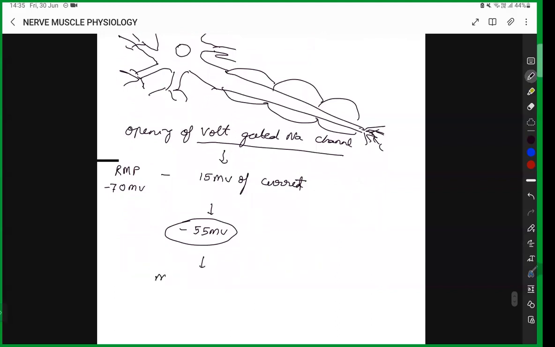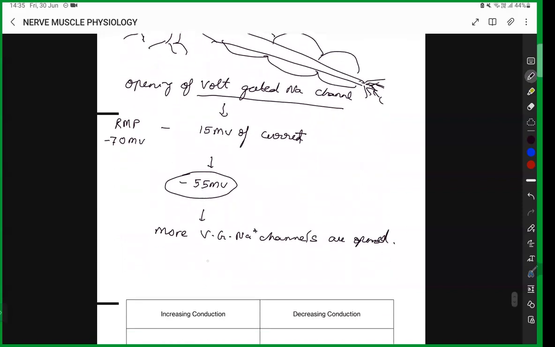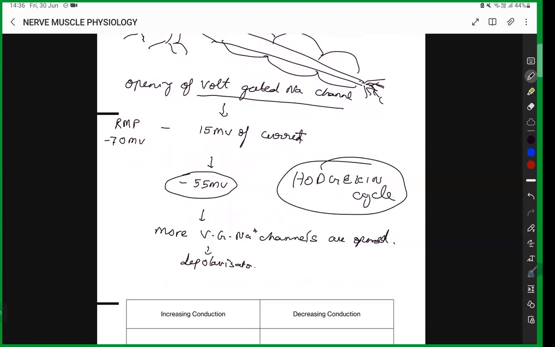This leads to more voltage gated sodium channels being opened, and this is going to cause depolarization. Remember, this positive feedback is called the Hodgkin cycle. You have to remember this. Because of this, minus 55 millivolt is called the firing or threshold level.